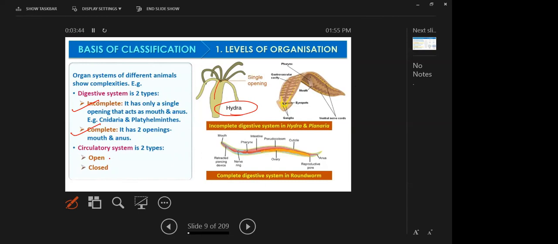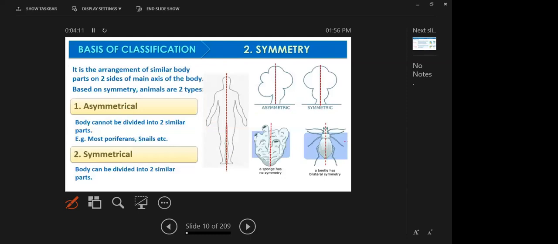Now coming to the circulatory system. They are also of two types: open and closed. What do you mean by open? Open means it doesn't have channels. The heart just pumps the blood into the tissue and the blood bathes the tissue through the sinuses in between. Whereas in a closed circulatory system, there are blood vessels. So that is one. Next is symmetry.